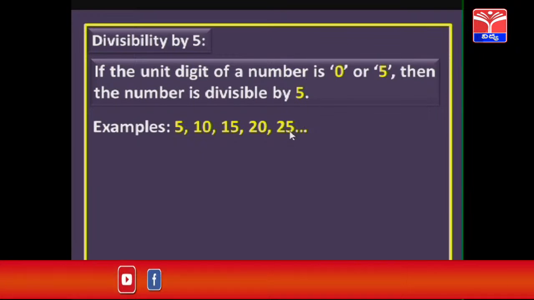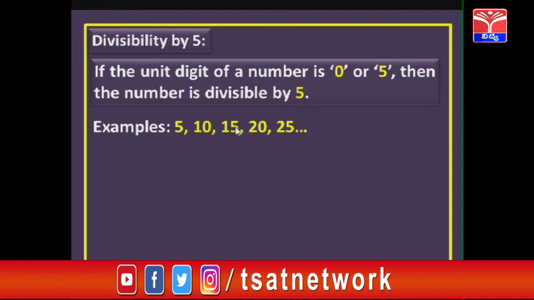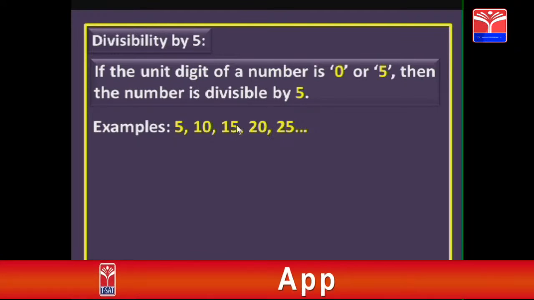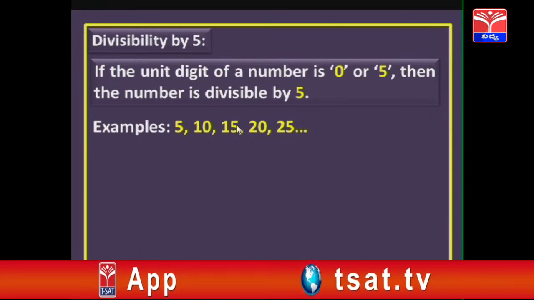If you notice the ones digit, in 25 it is 5, in 20 it is 0, in 15 it is 5. So, that means the unit digit always ends with either 0 or 5. So, that is why these numbers are divisible by 5.